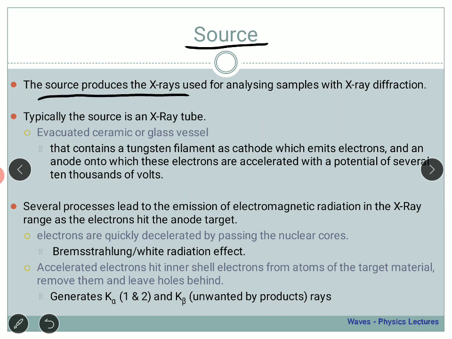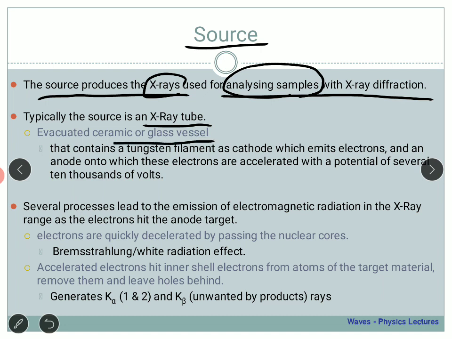This is the most important part of an X-ray instrument, because in an X-ray diffractometer we use these X-rays to analyze the sample. We have learnt a lot about this already. Typically the source is an X-ray tube. Now, the X-ray tube is not a simple setup. It has a lot of electronics involved. But it's the X-ray tube which generates the X-ray, and it's basically an evacuated ceramic or glass vessel that contains the anode and the cathode.